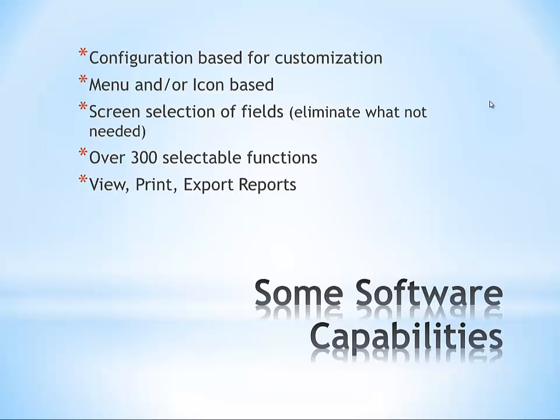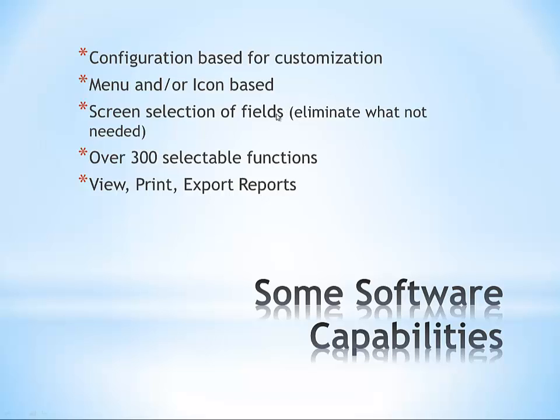Now the software itself has many different features. It's configuration based, which simply means it's set up with the idea that customization will be required by many users. So depending on what it is that you wish to track and the fields of information that you wish to track in the system, it can be easily configured. The menu in the system is either a classic menu, or it can be icon based, or it could be a combination of those. And you'll see in the demonstrations in the follow-on slides some examples of each.